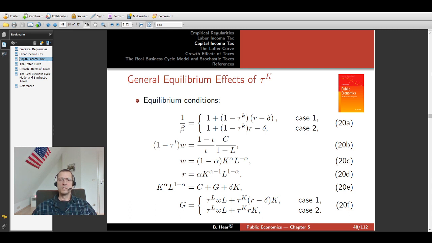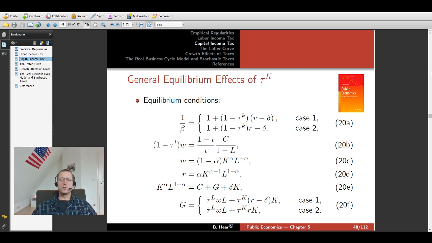This provides us, with the help of equation 20d, a value of the capital intensity K over L. Now, with our condition that labor supply should be equal to 0.30 in steady state, we can compute K, the capital stock. With the help of K and alpha, we can compute the wage rate W from equation 20c. From equation 20f, we can compute government expenditures G from the tax revenue, so we can compute tau L W L plus tau K R times K. And from the resource constraint, 20e, we then can compute consumption C, which is equal to production minus government consumption G minus depreciation delta K, which is our investment in steady state.